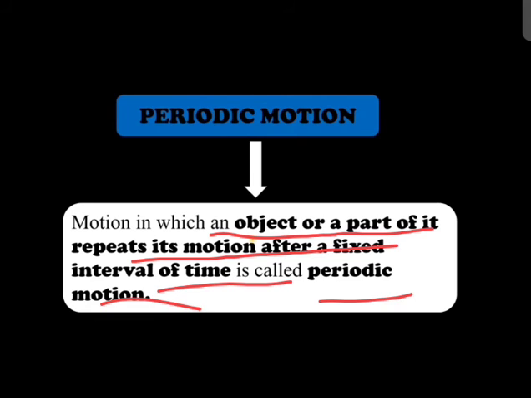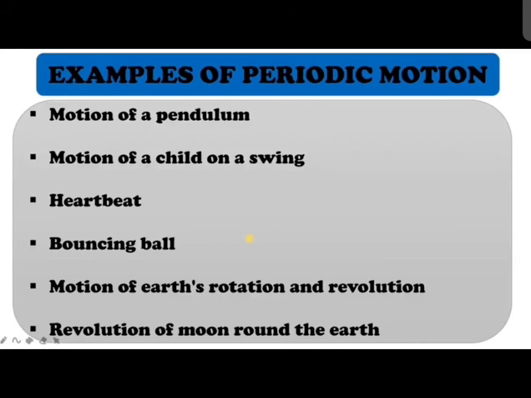And we have so many examples of periodic motion, like motion of a pendulum of a clock, motion of a child on a swing, heartbeat of a healthy person, bouncing ball, motion of earth, rotation and revolution, revolution of moon around the earth. These all are examples of periodic motion.